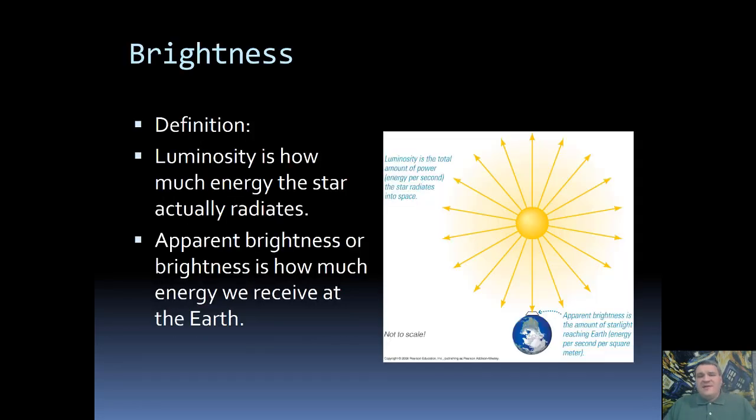Now that we're talking about stars, we need to get some definitions down. The first term we need is luminosity. Luminosity is how much energy the star is actually radiating. So luminosity is the amount of energy actually being given off. Apparent brightness, or simply brightness, is how much of that energy we receive at the Earth. Or in other words, the brightness is what it appears, how much we get.